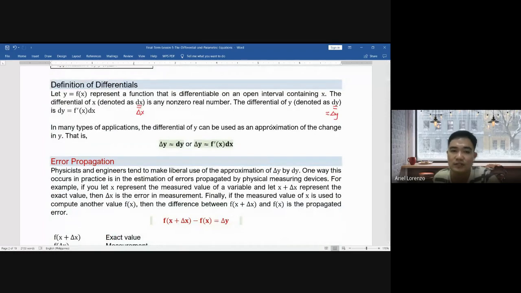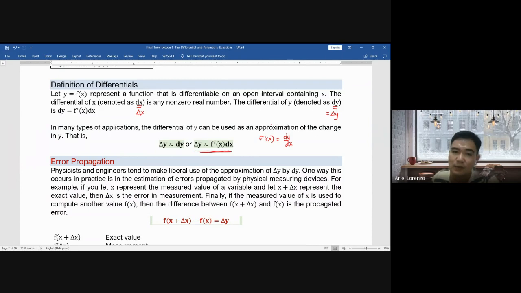So your delta y, class, is approximately equal to your differential of y. The delta y is approximately equal to f prime of x, that is the first derivative, or dy over dx. So your delta y is approximately equal to dy, or the delta y is your f prime of x times delta x. So how is that? We will find out later.